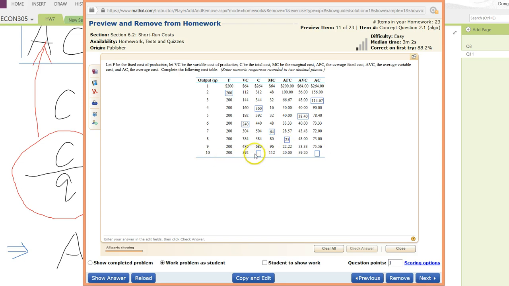And finally, the 10th row, the blank is total cost. So the total cost is again the sum of the fixed cost and the variable cost. So that's 792. And also we have a second blank, which is average cost. But again, average cost equals average fixed cost plus average variable cost. So that's gonna give us 79.20. So check our answer. We're done.